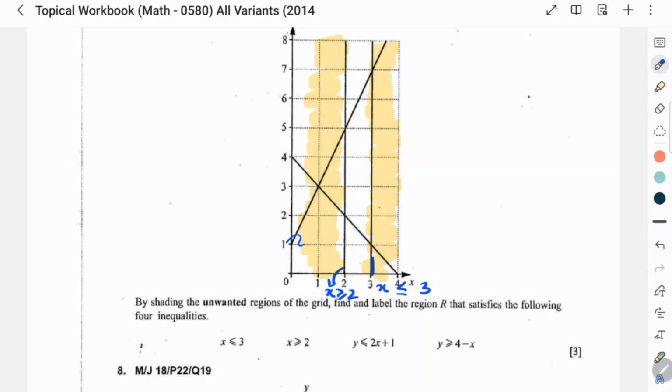So obviously this is the line where the y-intercept is 4 and your gradient is negative. We can easily see this. So y is greater than or equal to, above the line is your region. So what do you do? You just shade below the line. So that is y is greater than or equal to 4 minus x. Sorry.